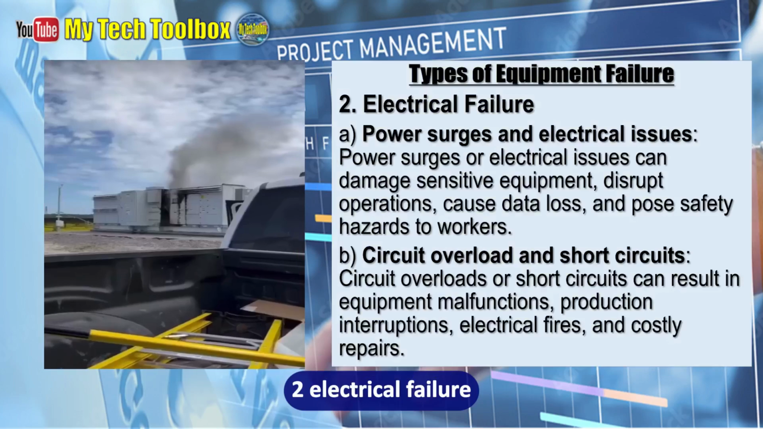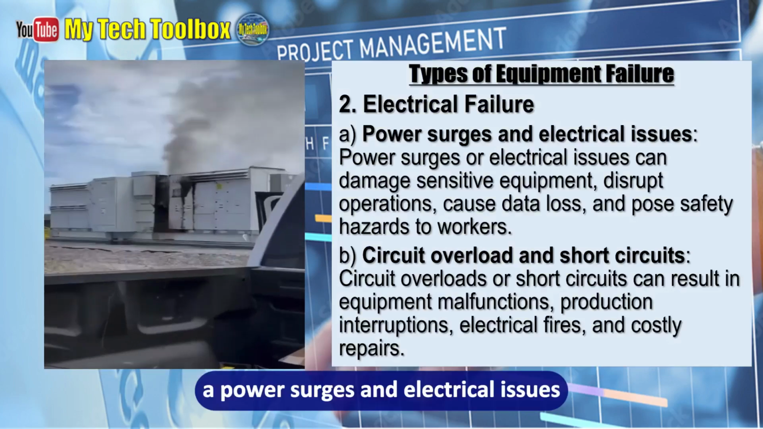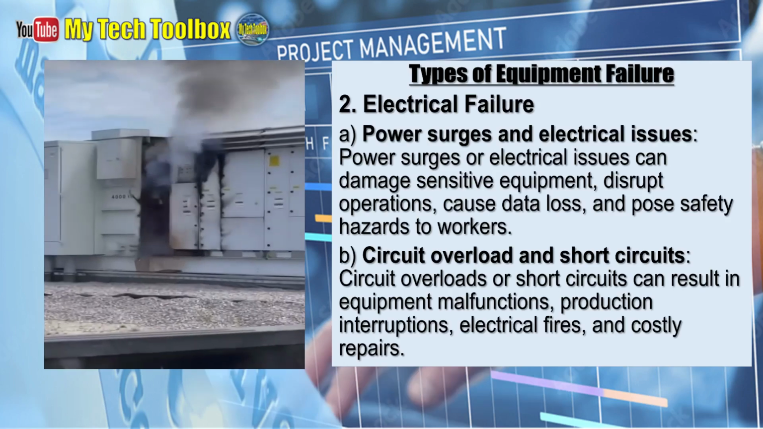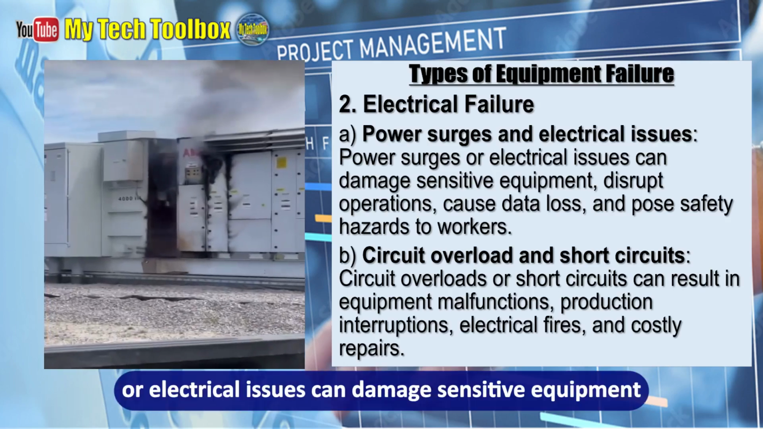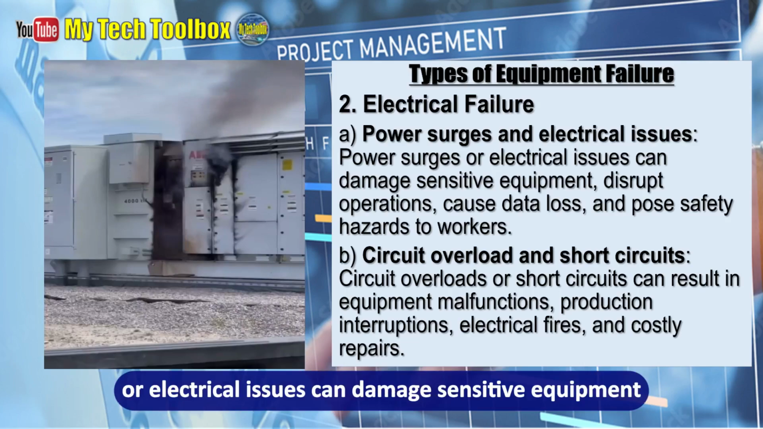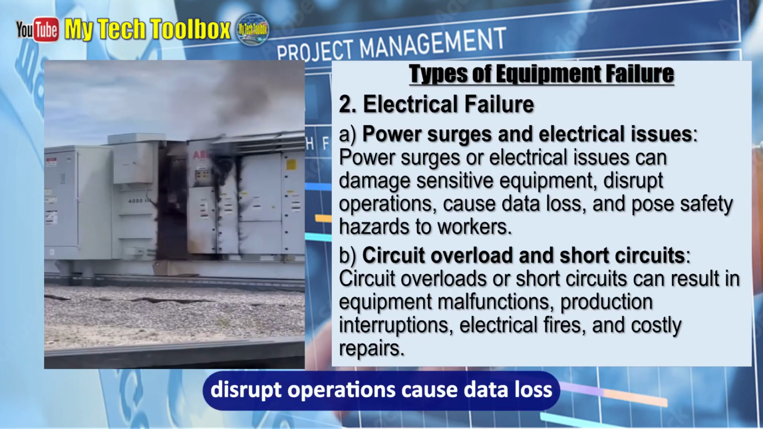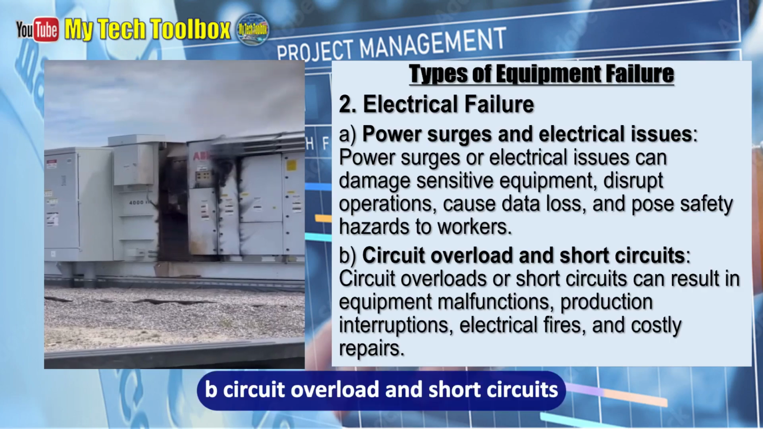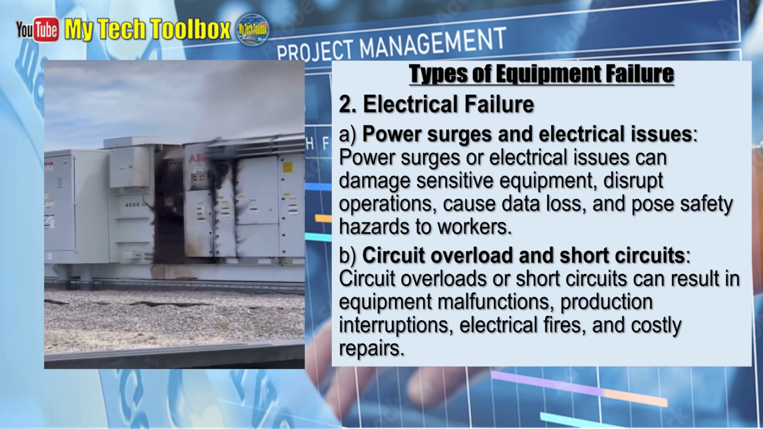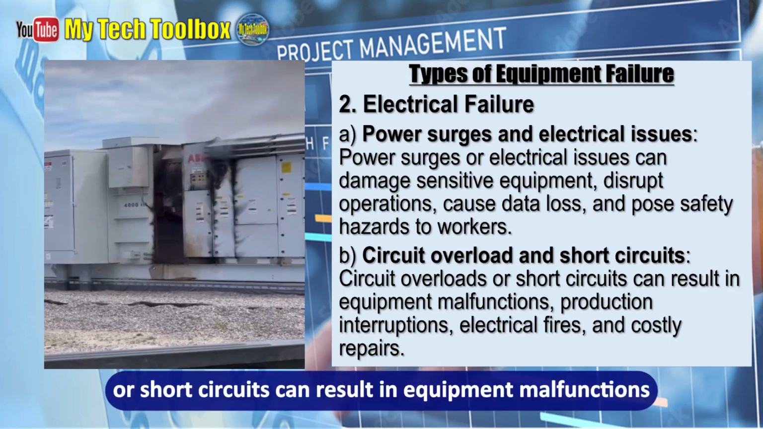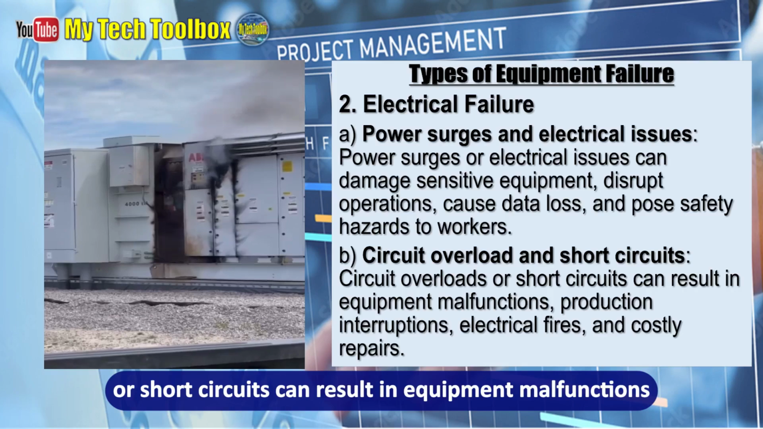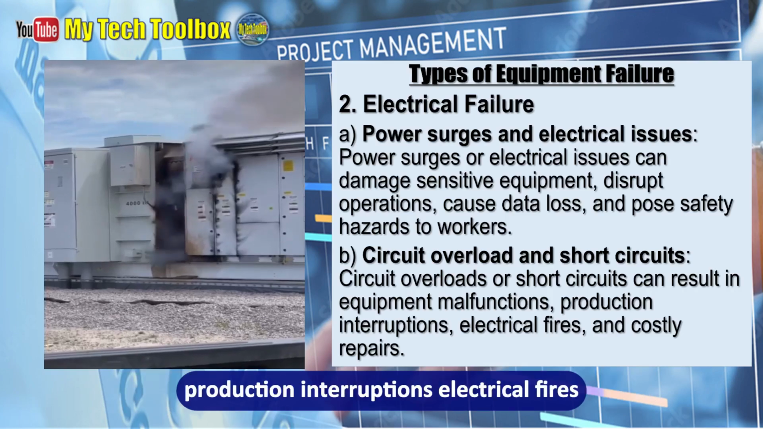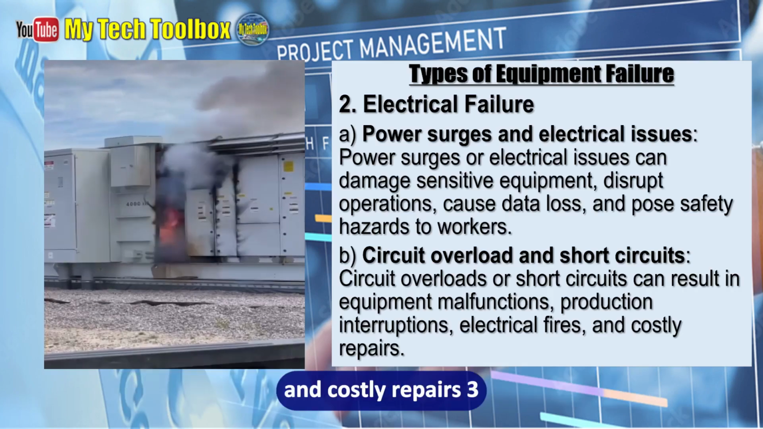2. Electrical failure. A. Power surges and electrical issues. Power surges or electrical issues can damage sensitive equipment, disrupt operations, cause data loss, and pose safety hazards to workers. B. Circuit overload and short circuits. Circuit overloads or short circuits can result in equipment malfunctions, production interruptions, electrical fires, and costly repairs.